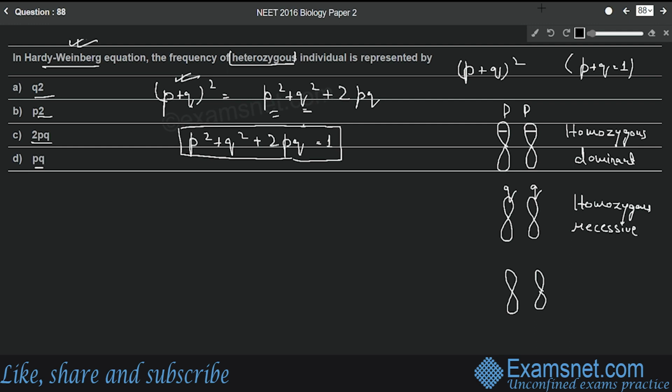And in the third condition, one can be dominant and the other can be recessive. So it can be P and Q. Okay, and this is known as heterozygous condition, because both the alleles are different. So here the question is asked about the heterozygous individual. Okay, that means about this third condition. So the answer will be 2PQ, because according to this equation we have 2PQ for the heterozygous individual. So option C will be the correct answer.